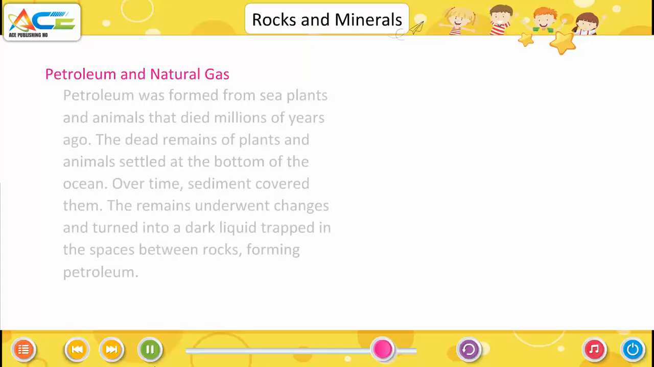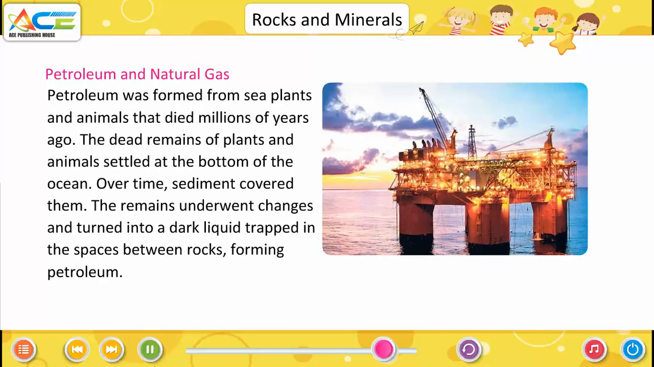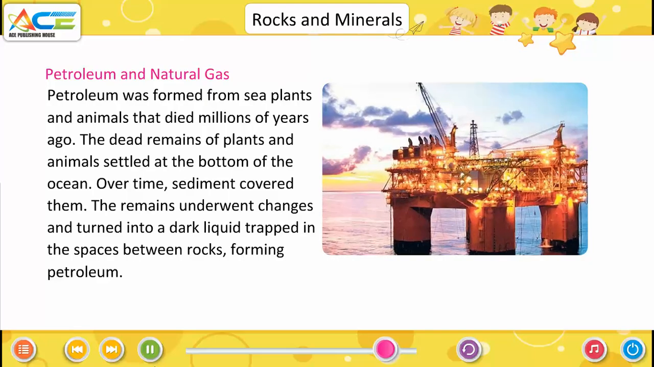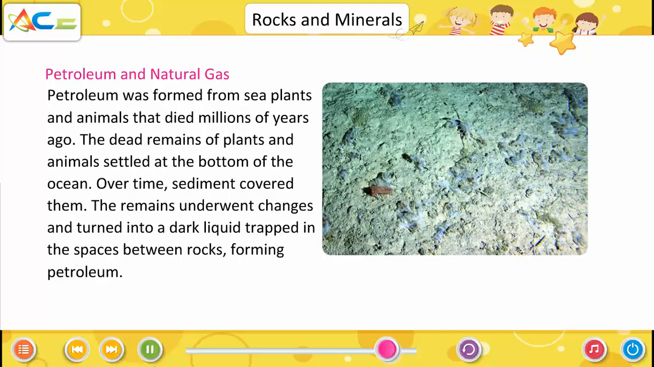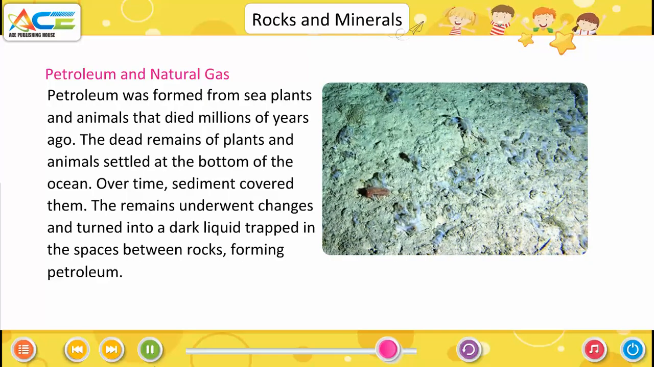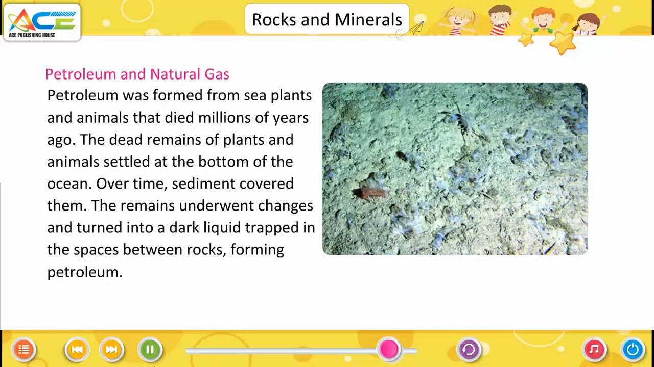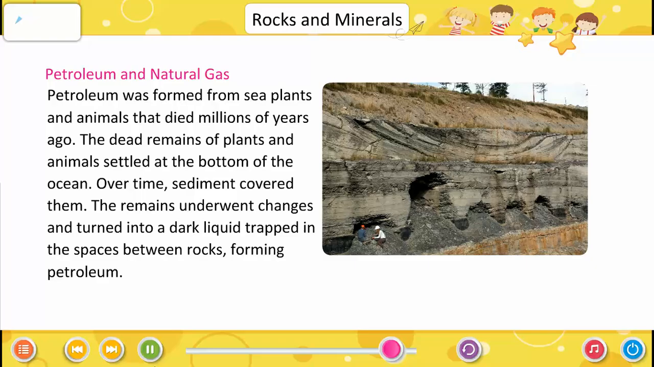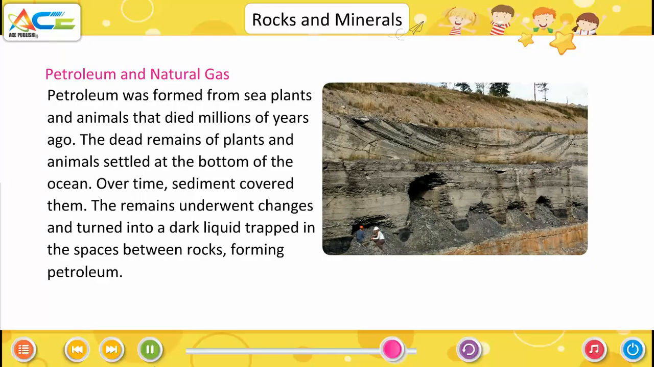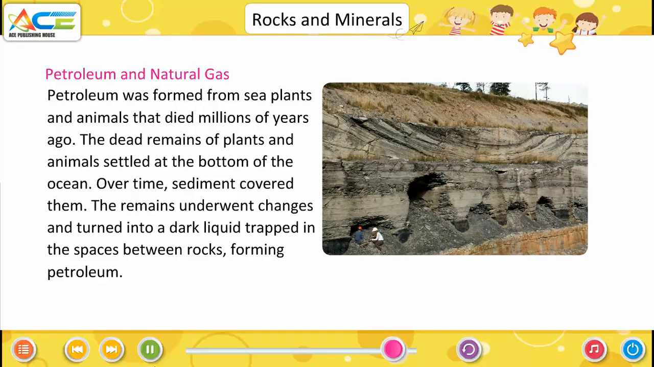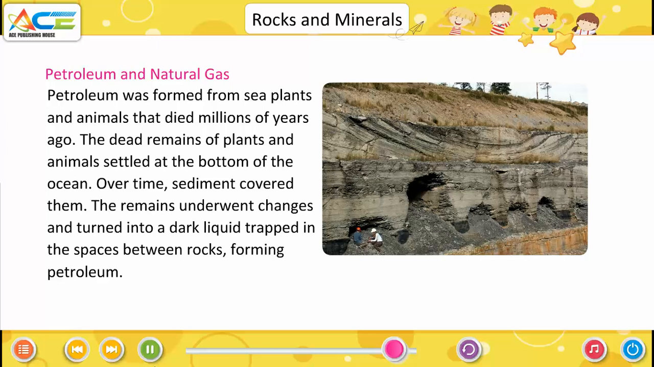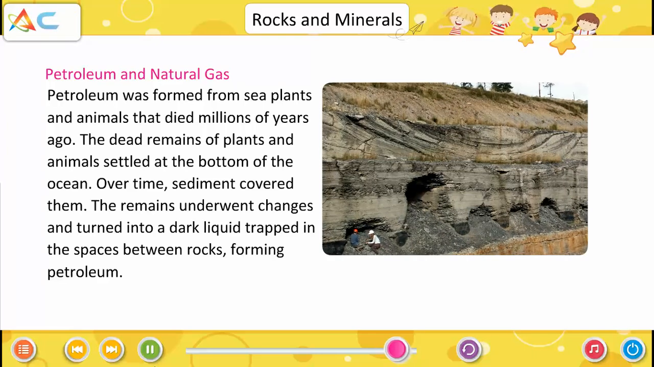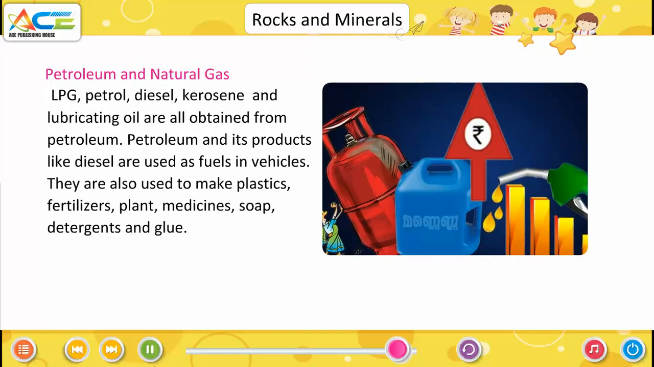Petroleum and natural gas. Petroleum was formed from sea plants and animals that died millions of years ago. The dead remains of plants and animals settled at the bottom of the ocean. Over time, sediments covered them. The remains underwent changes and turned into a dark liquid trapped in the spaces between rocks, forming petroleum.